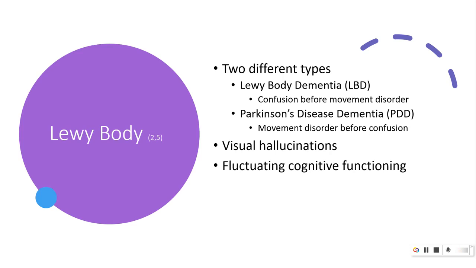We did have an actor. His name was Robin Williams. He was diagnosed with Lewy body. He did commit suicide, and after his death, they did an autopsy on his brain, and they determined that Lewy body dementia was the type of dementia that he had.